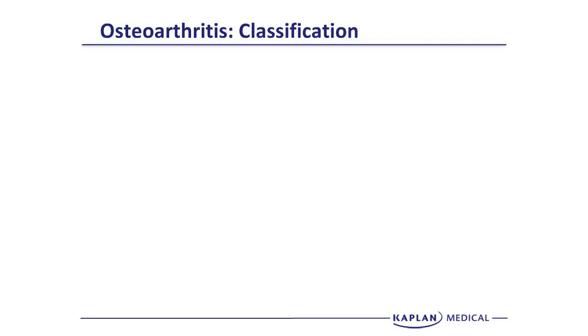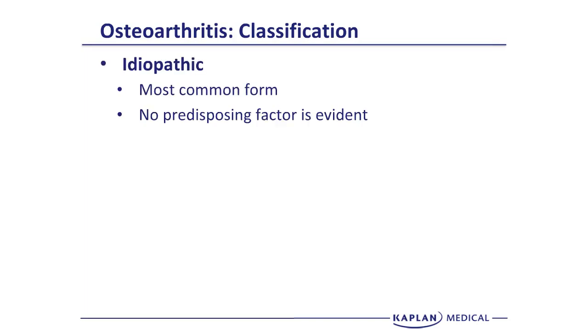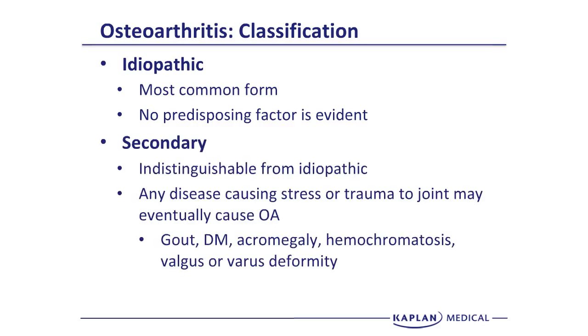Now, how do we classify osteoarthritis? There's usually two types. It's either idiopathic or secondary to something else. The idiopathic form is the most common form. There is no predisposing factor and usually occurs as the patient actually ages. Then there's a secondary form, which is indistinguishable from the idiopathic one. Any disease that causes stress or trauma to the joint will eventually lead to osteoarthritis. So things like gout, diabetes, acromegaly, hemochromatosis. If the patient has a deformity of the joint, such as valgus or varus deformity of the joint, then these are things that actually are going to put stress on the joint.